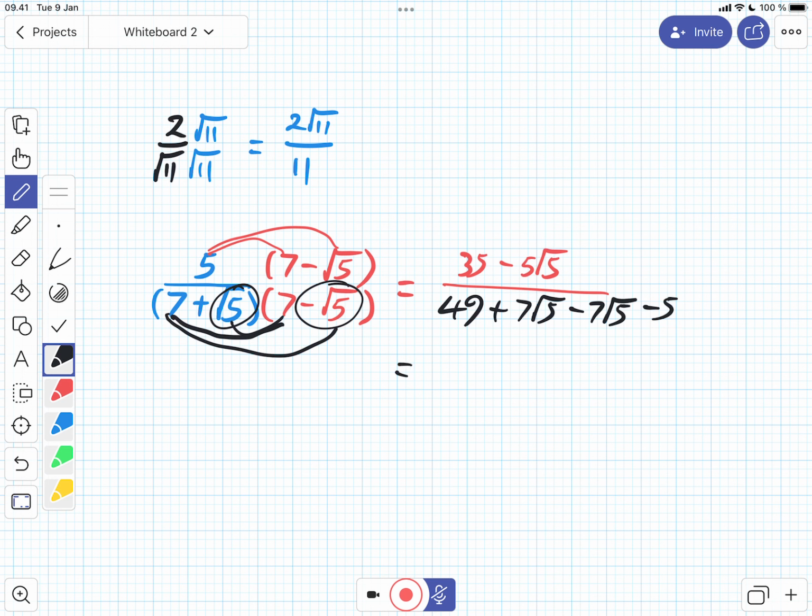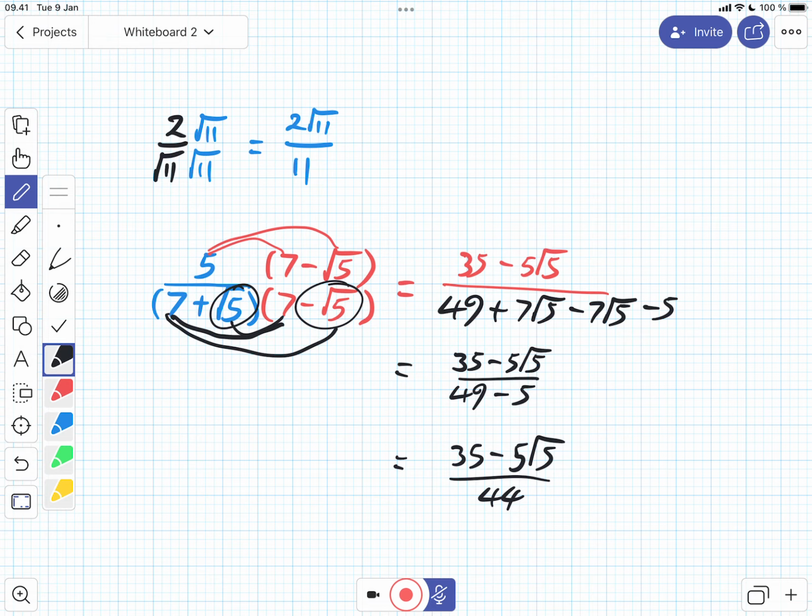So what happens is the middle bit of that fraction cancels because you've got plus and minus the same square root. So that comes out to be 35 minus 5 root 5 over 49 minus the 5 there. The middle bit with the square roots has just cancelled itself out. So 49 minus 5 is 44, and we get 35 minus 5 root 5 over 44. So we've rationalized the denominator.